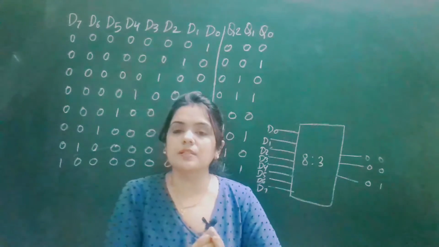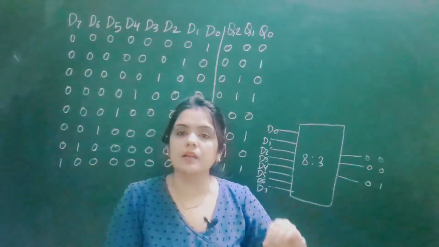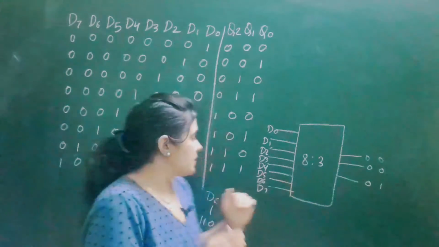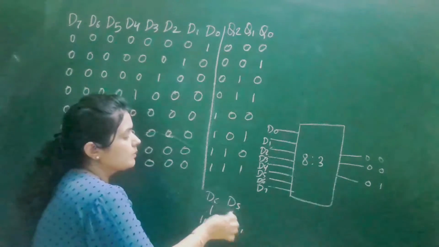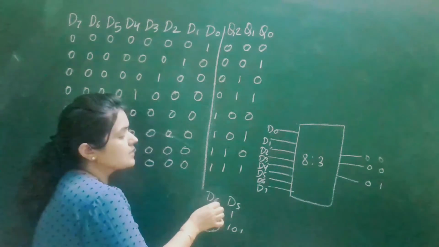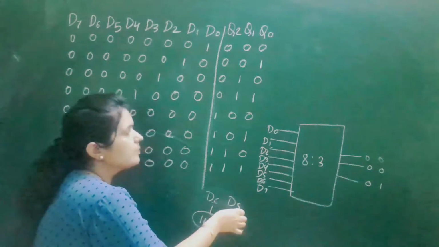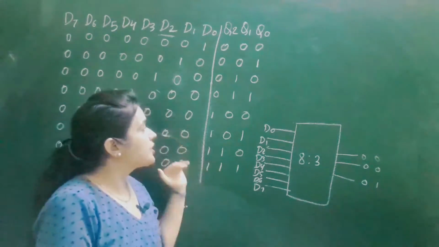Priority encoder generates the output according to the priority of input lines, and here we assume that higher number will have higher priority. So suppose at a time D6 and D5 both have value 1, both are high. The output will be 1, 1, 0 because 6 has higher priority than 5. Keeping this in mind, we should modify this truth table and convert it to the truth table for priority encoder.